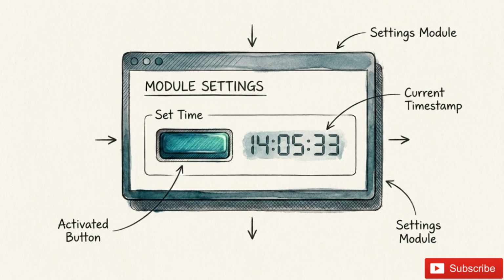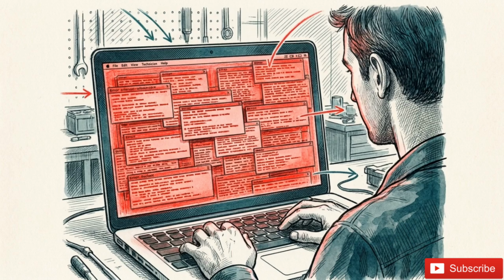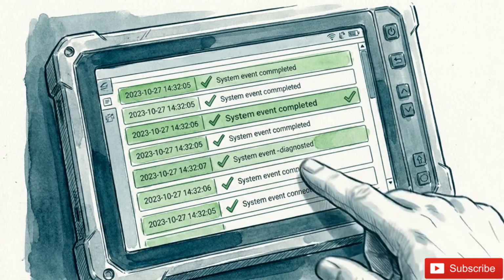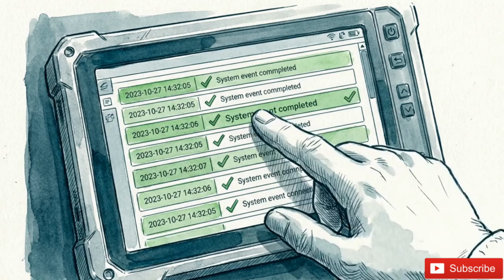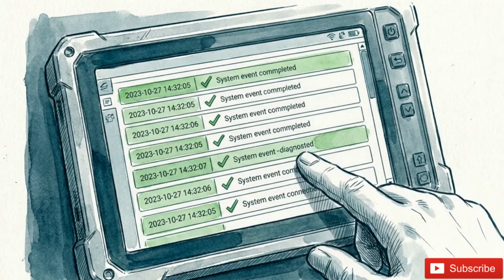Moving to the Set Time function, we apply the current PC time directly to the module to synchronize the internal clock. If you skip this step, an unsynced clock records inaccurate timestamps. This renders the diagnostic buffer completely useless for tracing the sequence of a root cause. Accurate time synchronization provides the necessary context. It organizes a random list of errors into a precise, actionable timeline.